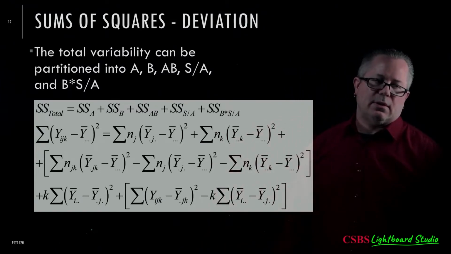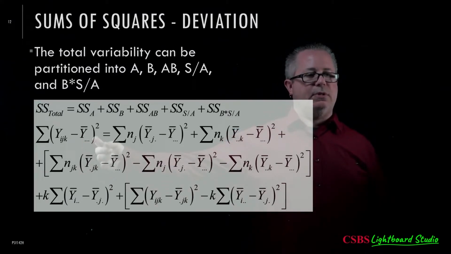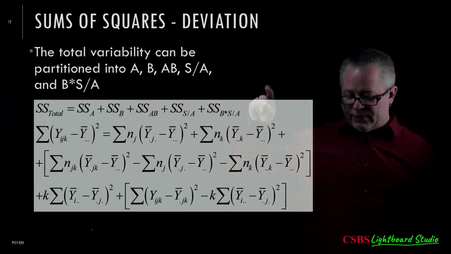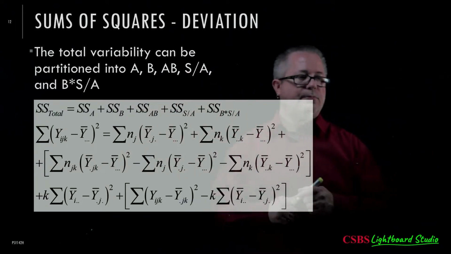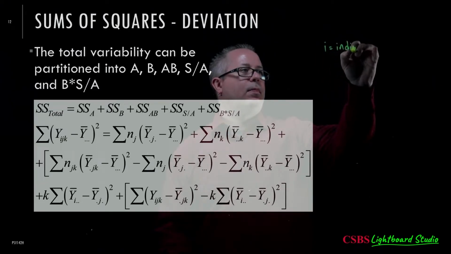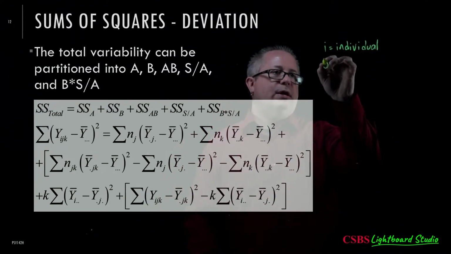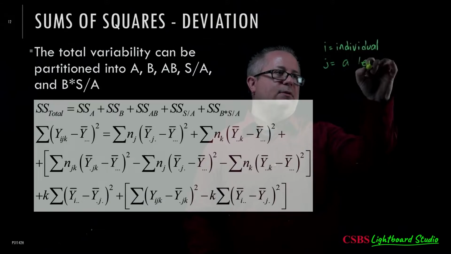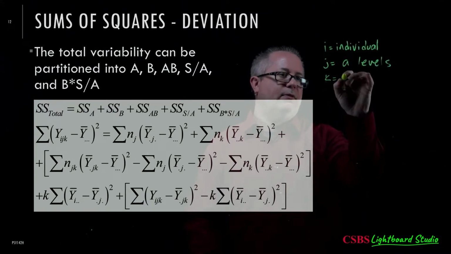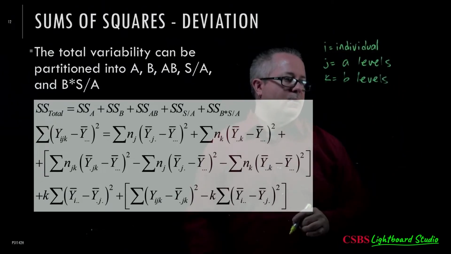But again, thinking about the dot notation helps a little bit as placeholders. So you have three things going on. You've got I, which is individuals. Let me write that down. J is for the A levels, right? And then K is for the B levels.